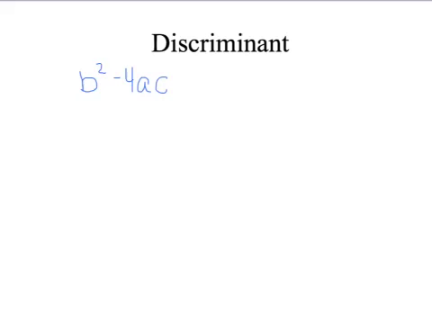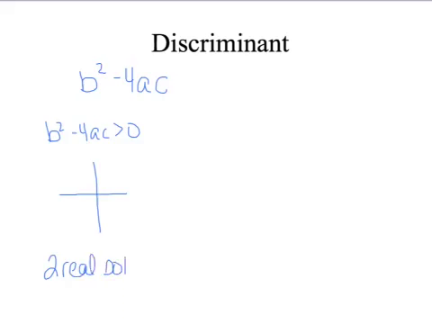The discriminant could be positive, so that means it's going to be greater than 0. And when you have a value underneath the radical sign that's greater than 0, you will end up with 2 real solutions, meaning that your quadratic will cross the x-axis.